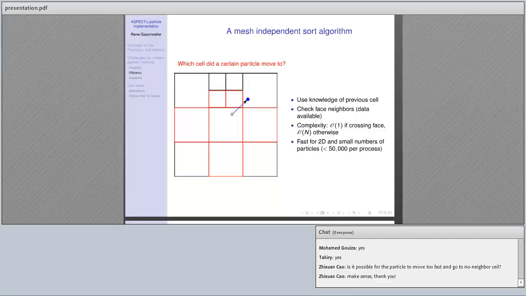As I said, in every normal case, the particle will end up in the next cell. In some very, very rare cases, it might happen, so you would need to have a backup algorithm for that case.